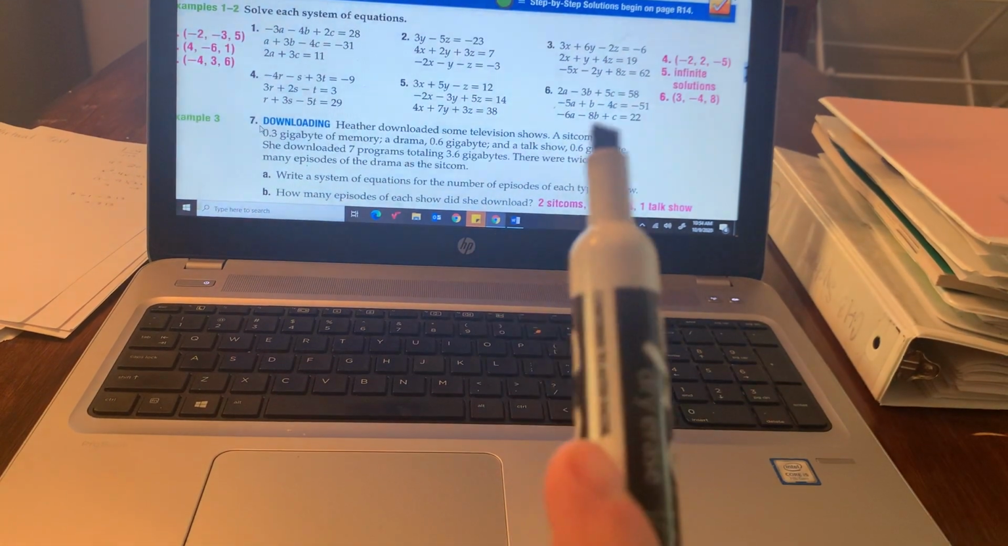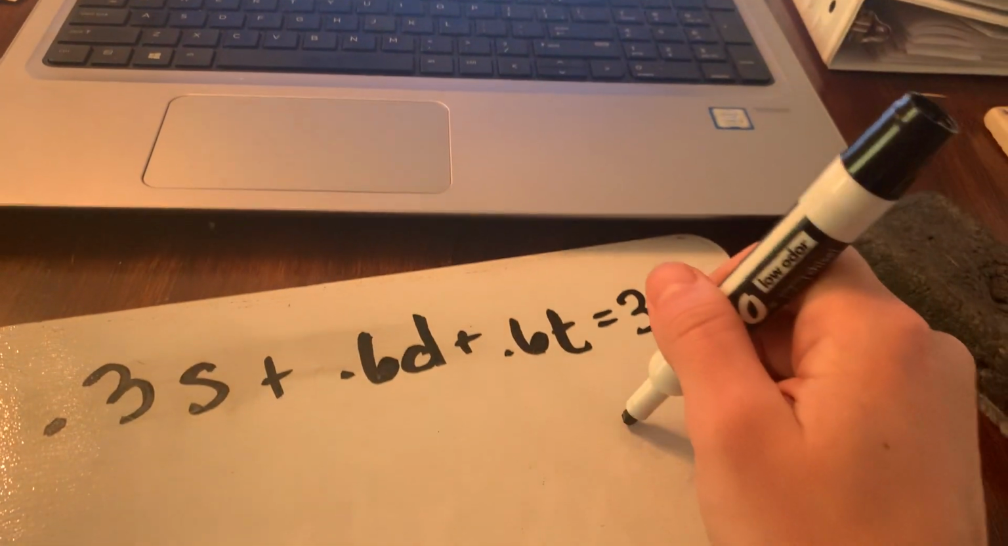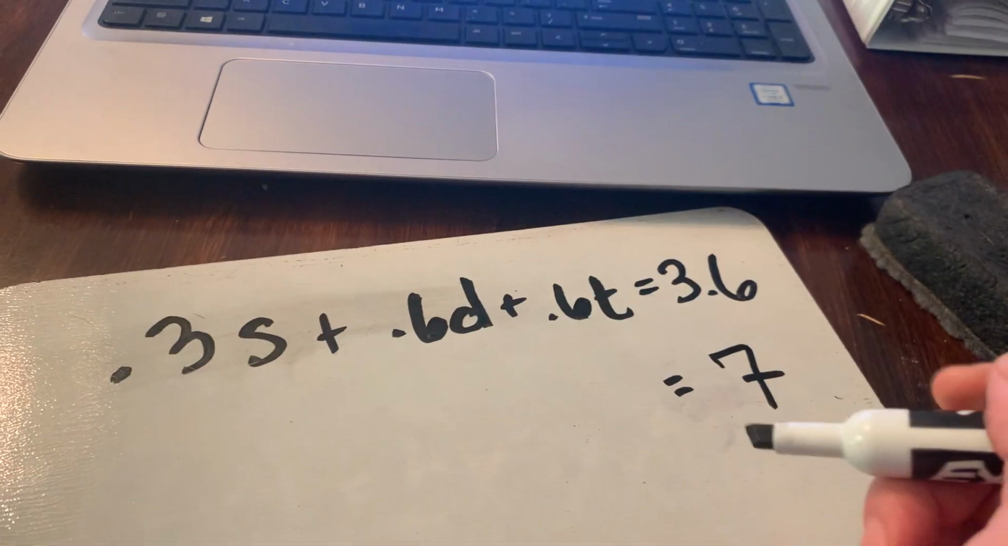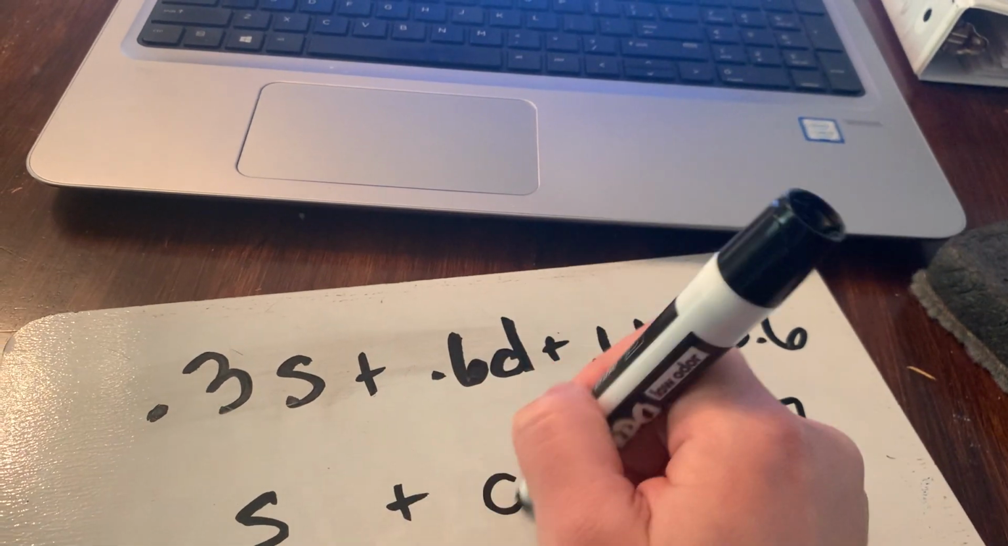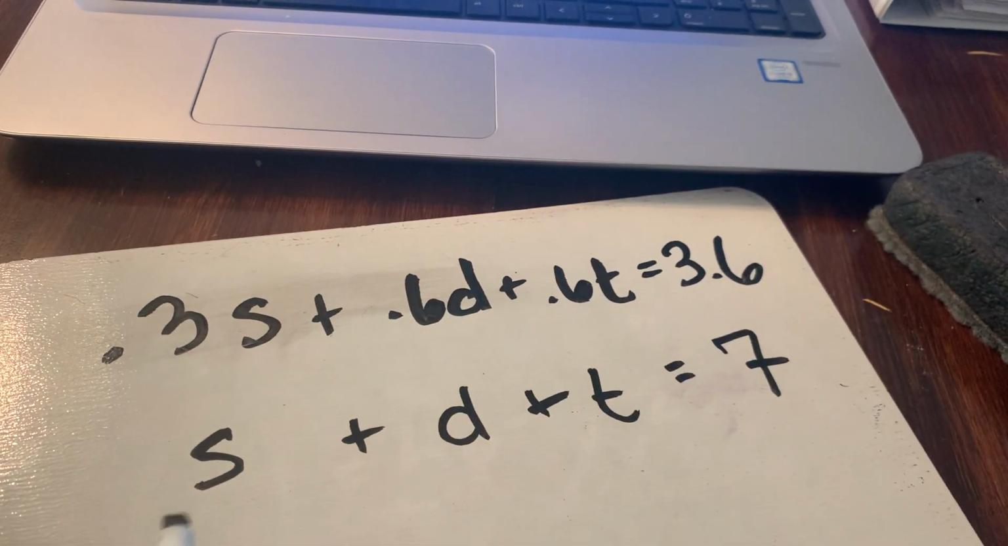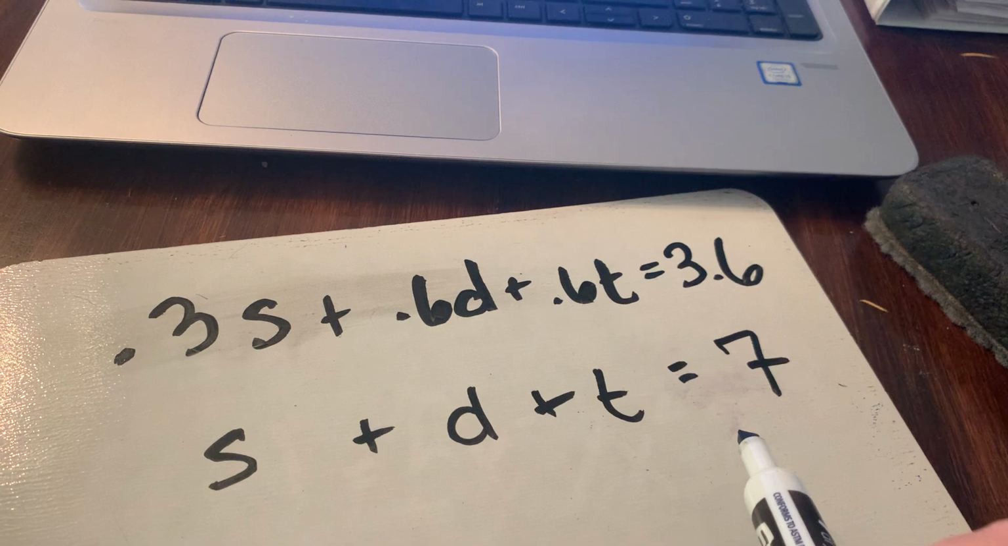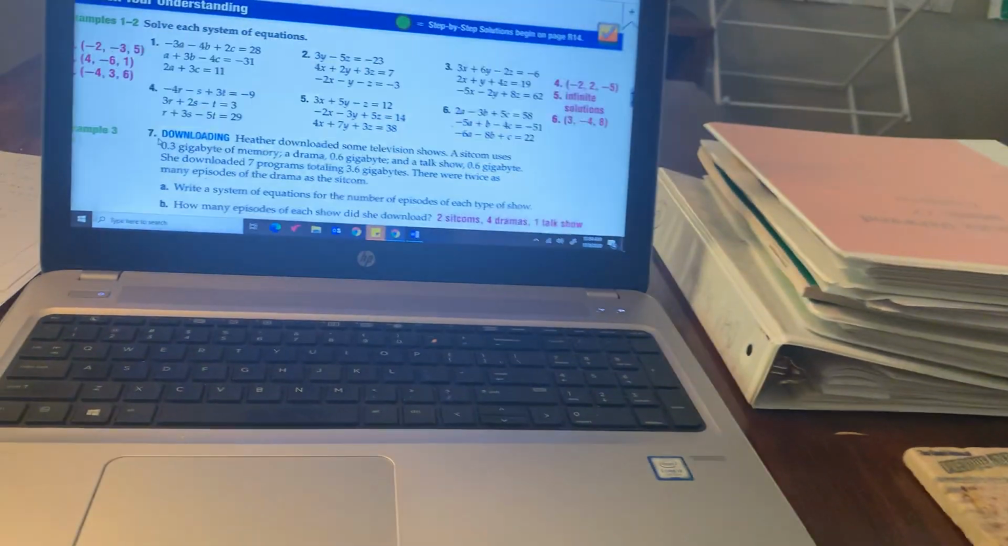And then it said she downloaded 7 programs. So then there's just how many exist. So how many sitcoms, dramas, and talk shows exist. This one is so simple that it seems complicated. And then there's always a comparison equation.